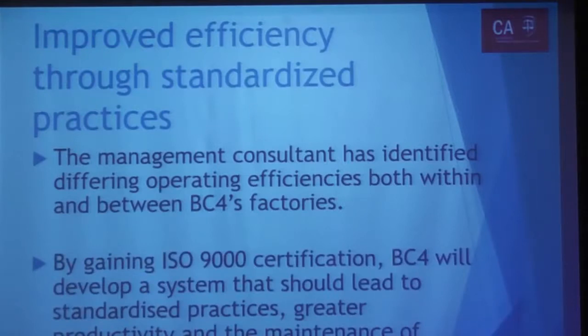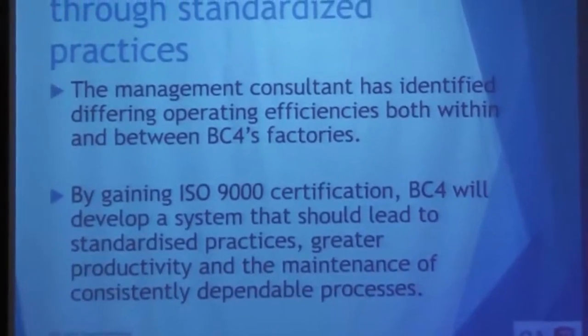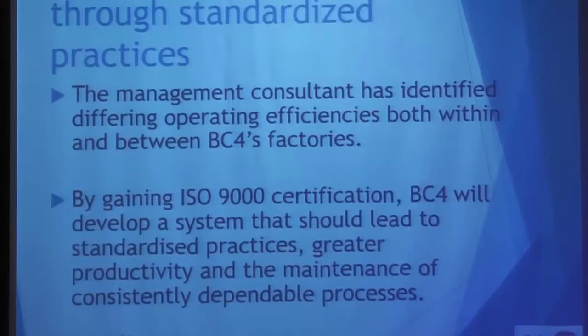By gaining ISO 9000 certificate, BC4 will develop a system that should lead to standardized practices. Now standardized practices is where every factory will follow the same thing. Currently, what's the problem? Let's say there are 3 factories A, B, C. A is doing really well, it's very efficient, B is moderately efficient, C is below par, below average. That's what we call differing efficiency levels. So if you come up with the quality standards, all 3 factories will operate at the same efficiency. That's what we call standardization. Standardization is having the same standard. So that's a good point.